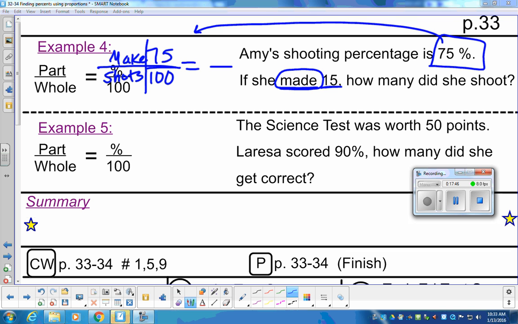So the question you should be thinking about in your head is, 15 makes, does it go on the top or bottom? Your answer should be that 15 makes would be going in the numerator, in the make column. The total shots go in the bottom. Cross products and solving, looking for how many did she shoot? She made 15. How many did she shoot? Cross products and solving.